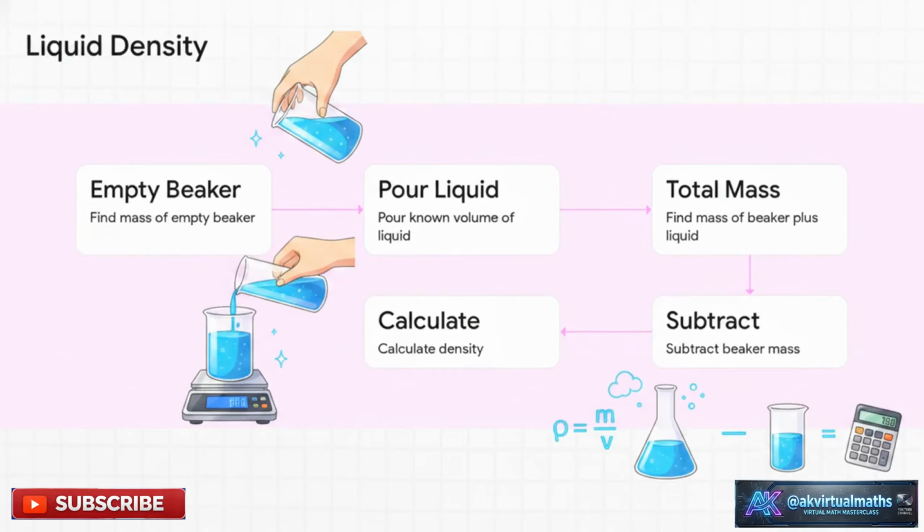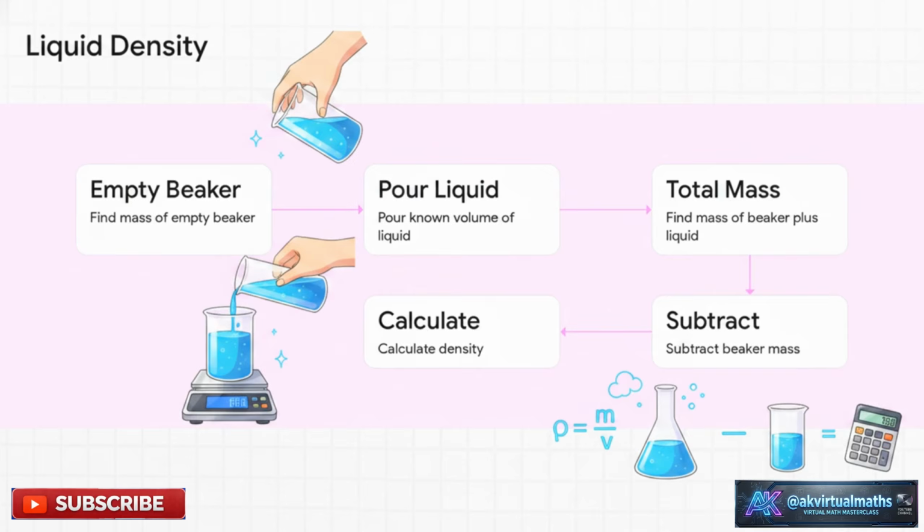But you can't just pour a liquid straight onto a balance, right? So step 1, find the mass of an empty beaker. Step 2, pour a known volume of liquid into it from a measuring cylinder. Step 3, find the total mass of the beaker plus the liquid. Now, step 4 is the most important part. Subtract the empty beaker's mass from the total mass.